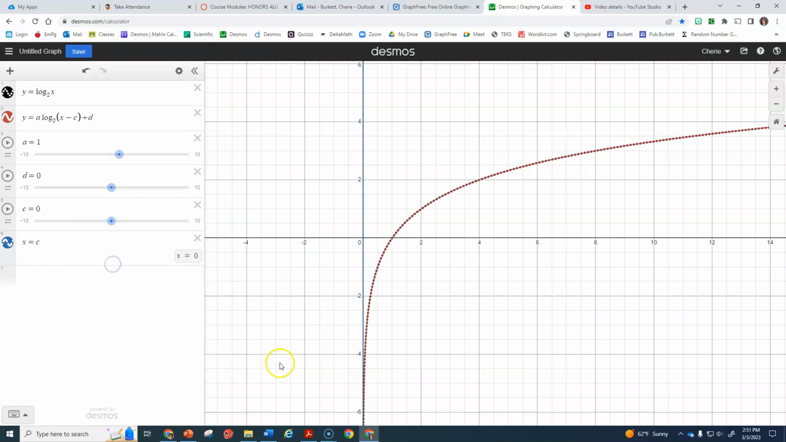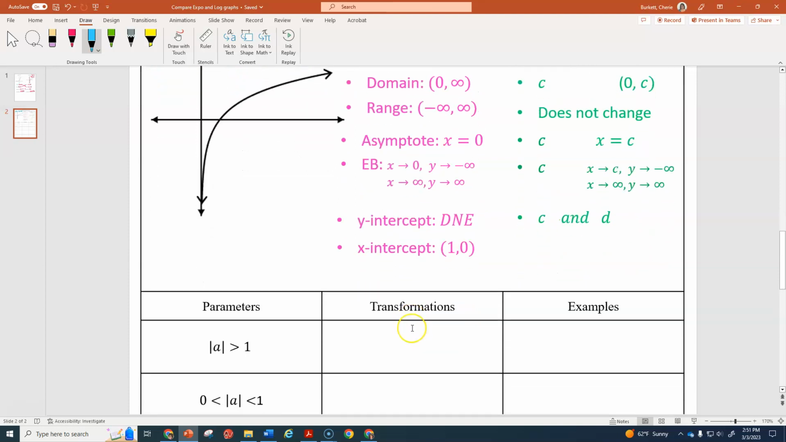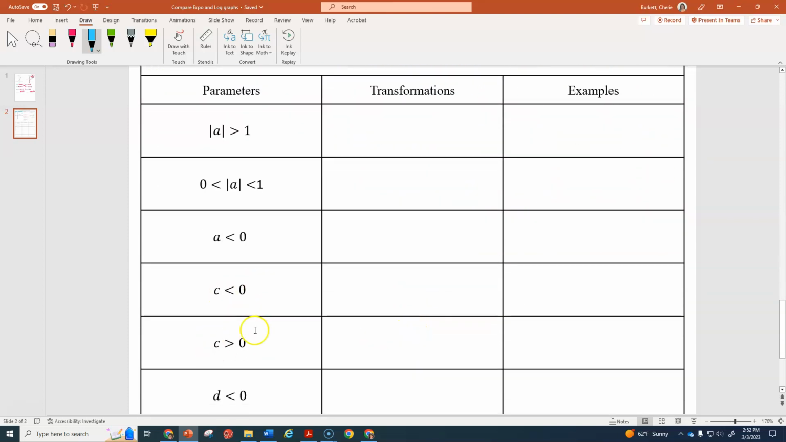Okay, so now you should go back to this page right here, and let's fill in what we know about those values of C. What are some transformations that are caused by C? You could write down what this says, what are some transformations that are caused, and give yourself a few examples. And I will come back and we can compare our answers.